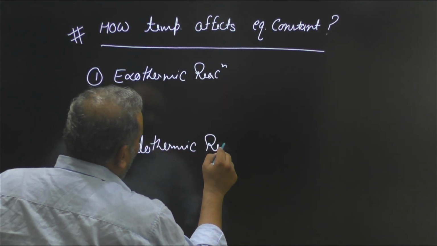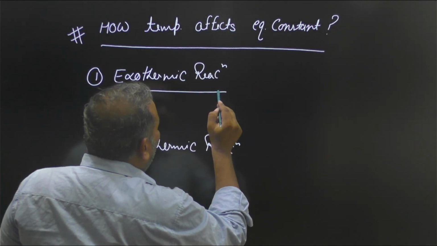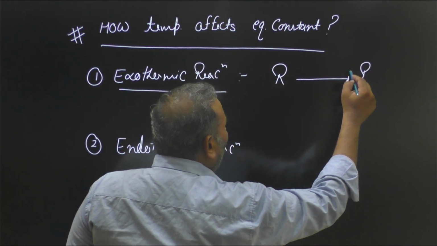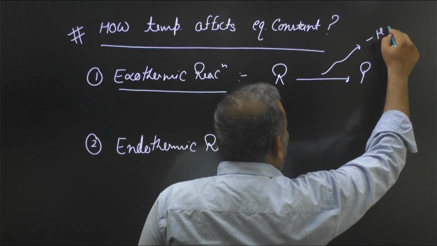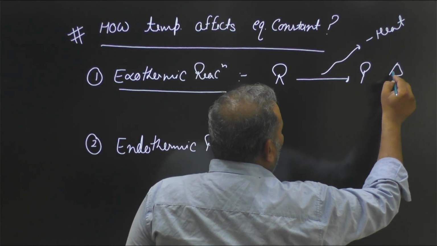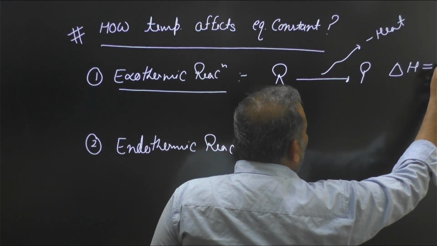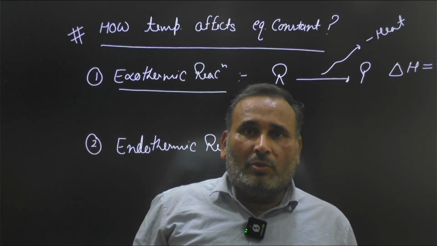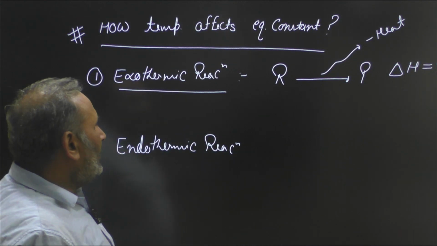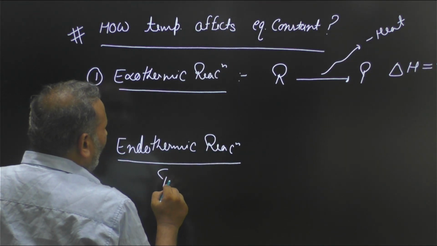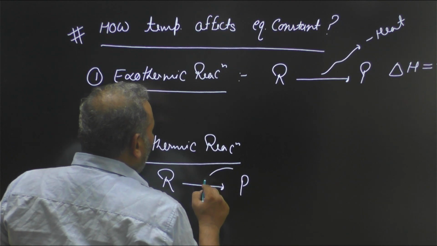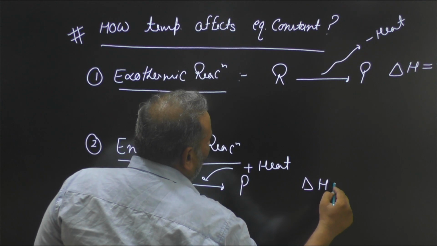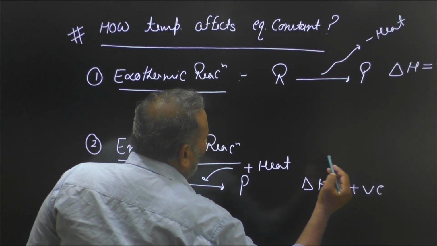Exothermic reactions are those reactions in which, when reactant gets converted into product, heat is released. That's why delta H, or enthalpy change, of these reactions is always negative. And second are endothermic reactions. Endothermic reactions are those reactions in which heat is absorbed from surroundings. So when reactant gets converted into product, heat is absorbed. Hence delta H is a positive value.